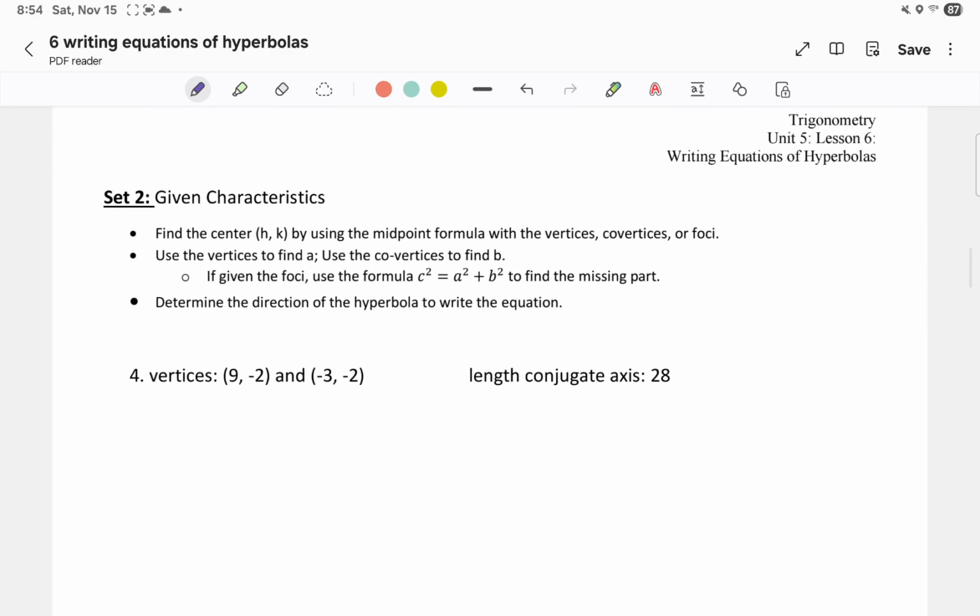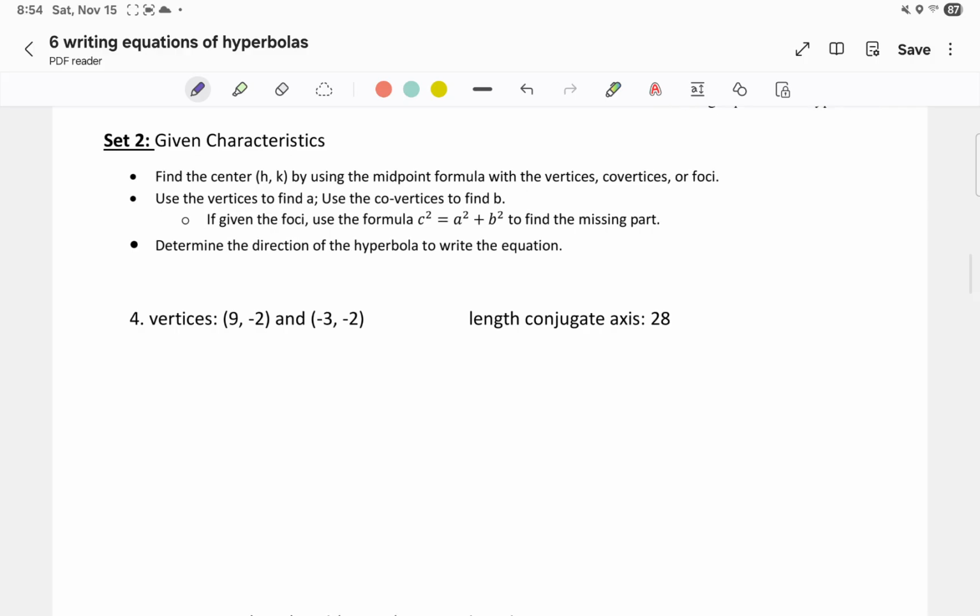All right, so now let's look at some given characteristics here. So on number 4, we have our vertices at 9, -2, and 3, -2. And then the length of our conjugate axis is 28. So again, since between our vertices our x's are moving and our y's are staying the same, that tells us that we are horizontal.